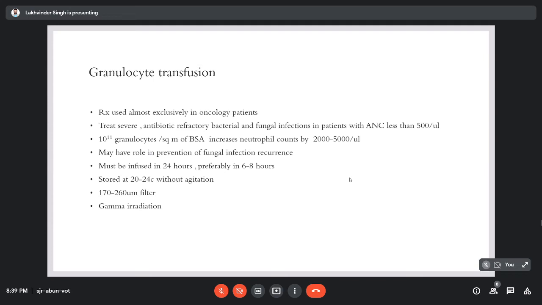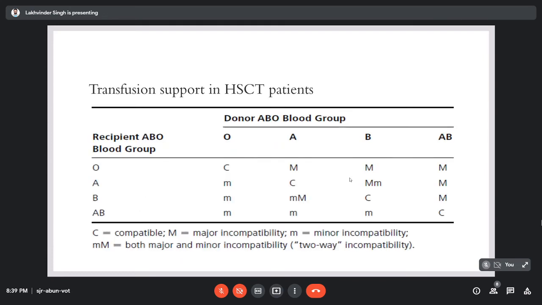It is stored at room temperature without agitation, unlike platelets where we do the agitation. With a normal BT set, do not use the leukoreduction filters, because if you use those filters, granulocytes will also get filtered. And gamma irradiation should be done because it contains lymphocytes which can cause graft versus host disease, which I'll probably discuss in the next lecture.